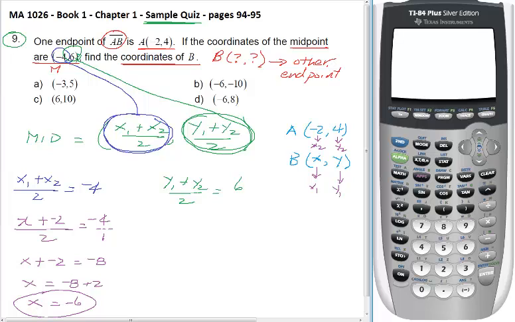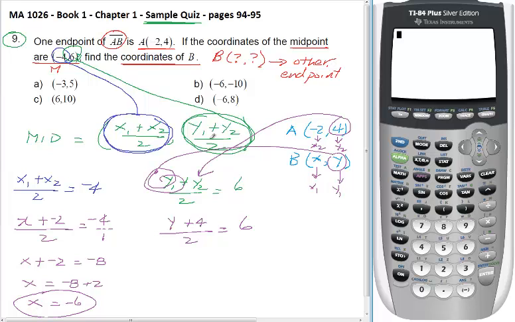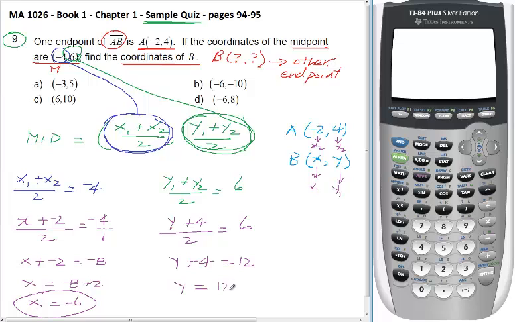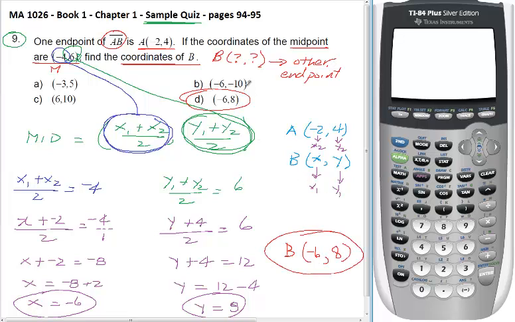We simply repeat that process for y. I called the unknown y, and the other y value is 4, all divided by 2 equals 6. So I'm just substituting here, then I cross multiply again. I get y + 4 equals 12. Subtract 4 from both sides, and that gives us 8. So the coordinates of point B are (-6, 8), which of course is D. There's your answer, three different ways.